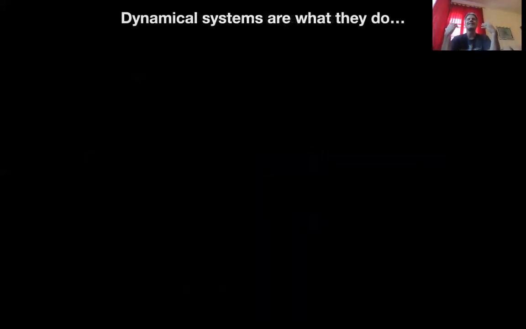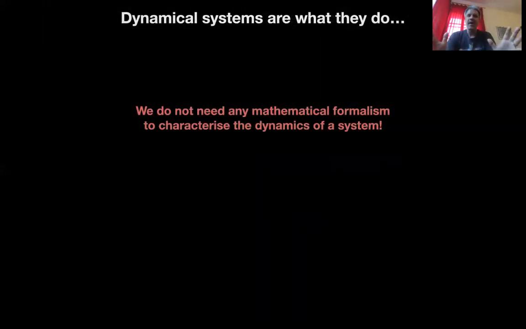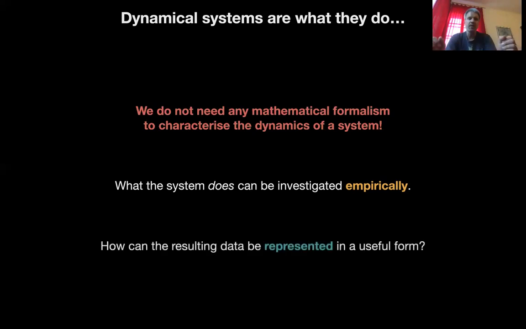So a very central and important concept is that a dynamical system is what a dynamical system does, okay? We do not need any mathematical formalism to characterize the dynamics of a system, because we can observe the dynamics. What the system does can be investigated empirically. We can see it, we can measure it. I'll give you an example in a minute.